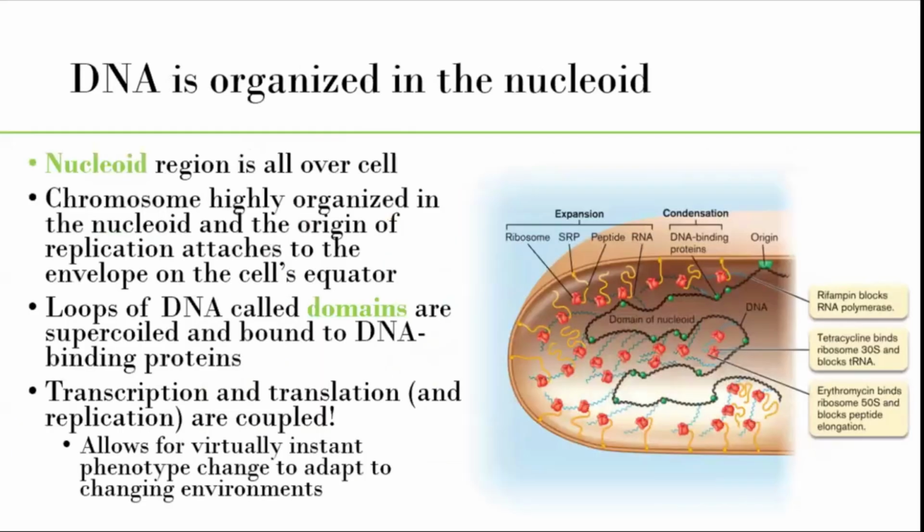So how does this happen? The DNA is in the nucleoid. The origin of replication is attached to our phospholipids in the membrane, so it's anchored in. But because there's no nucleus around the DNA, bacteria do something super, super cool.